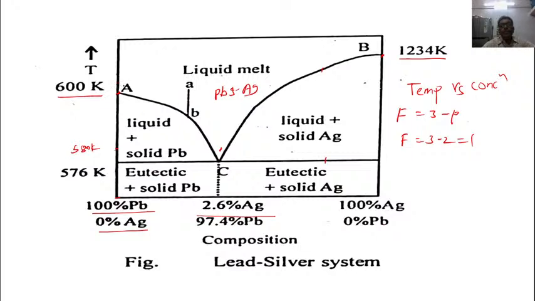Similarly, along the AC, the composition will be solid lead in equilibrium with the liquid melt here. We are going to decrease the temperature along the curve AC. Similarly, along the curve BC, the temperature goes down. So along this curve AC or BC, two phases are existing there, and the degree of freedom F is equal to 1. The system is called monovariant or univariant.